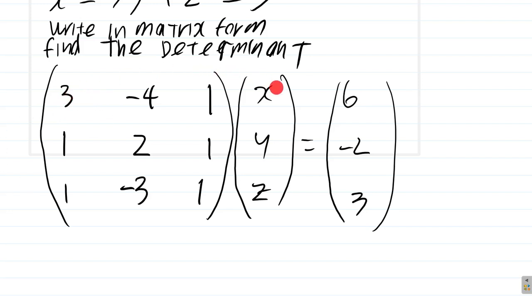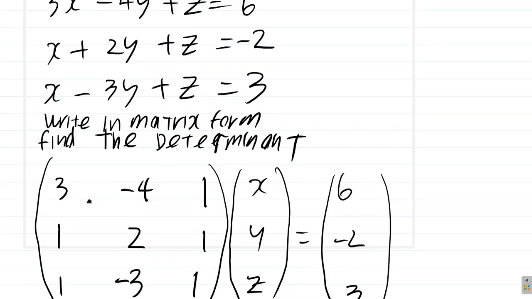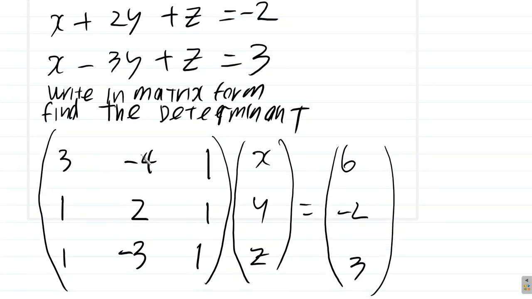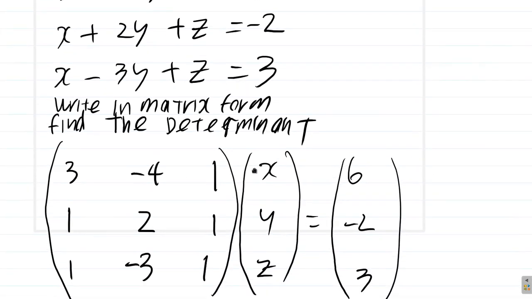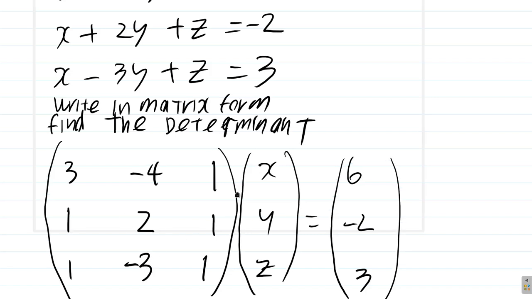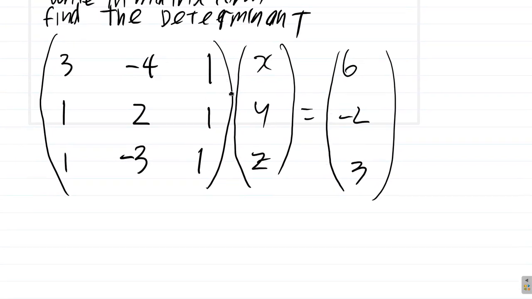So we have 3x minus 4y plus z equals 6. Alright? x plus 2y plus z equals negative 2. Now the third equation: 1 times x, which is x, minus 3 times y, minus 3y, plus z equals 3. Alright.